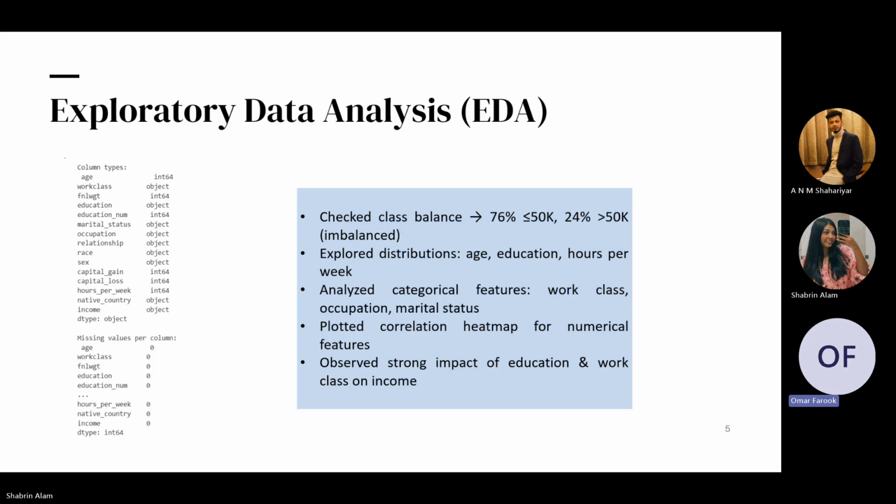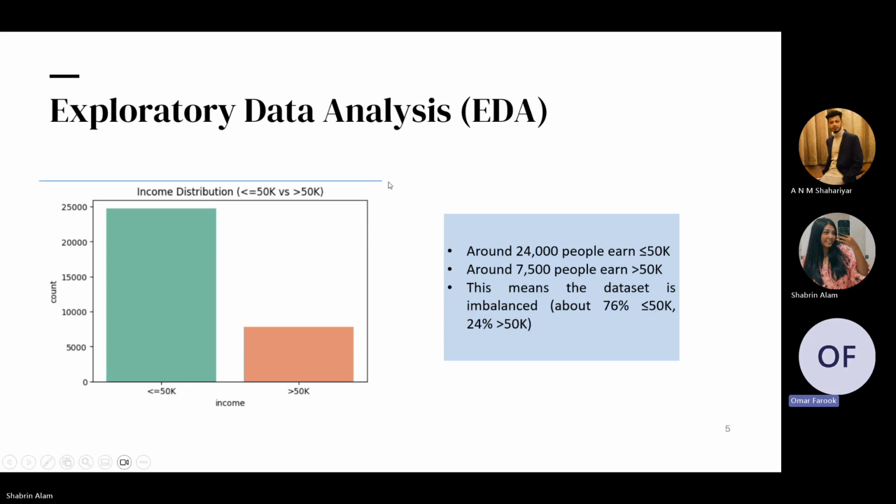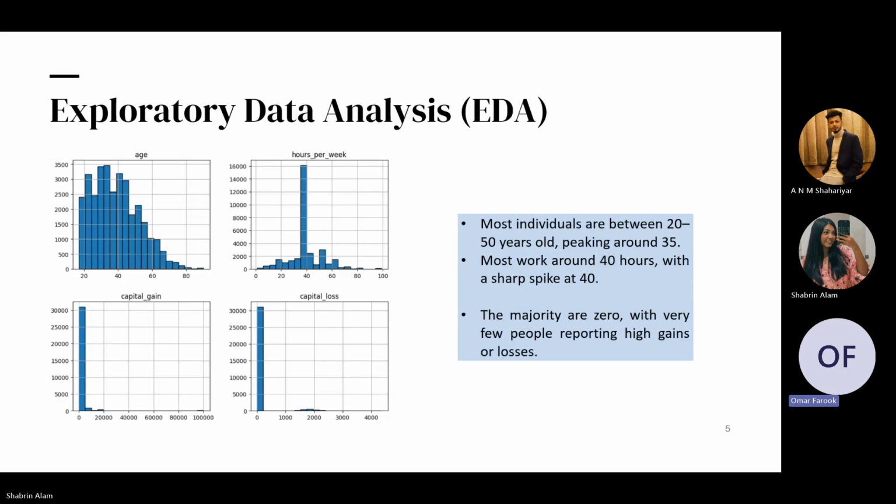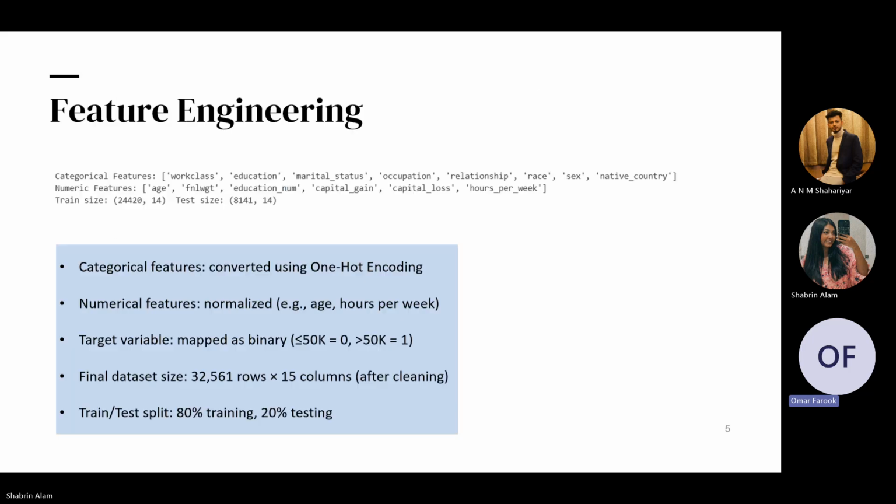Though the correlations were not very high, this means no single feature predicts income alone. Models need to learn from the combination of the features. Can we go to slide 9, please? Thank you very much. And now I'm going to talk about the feature engineering.